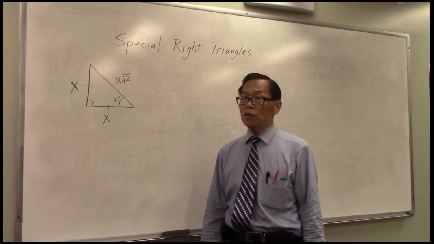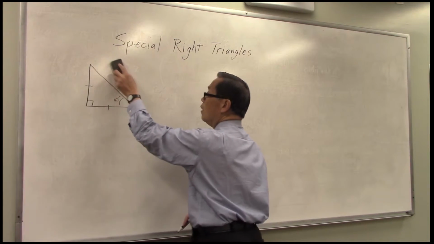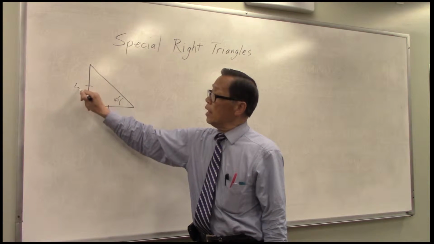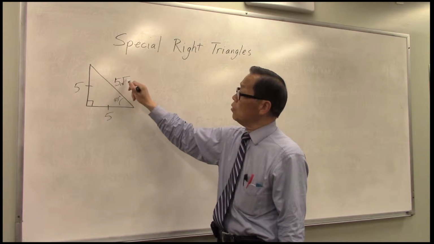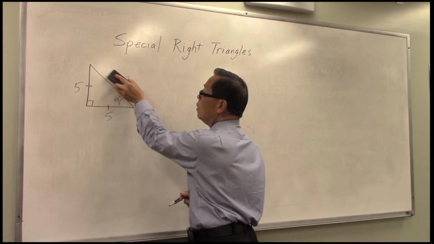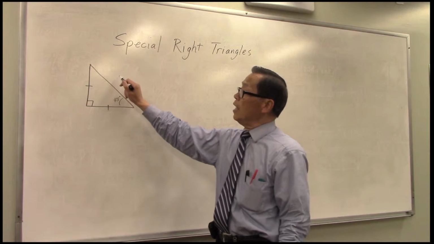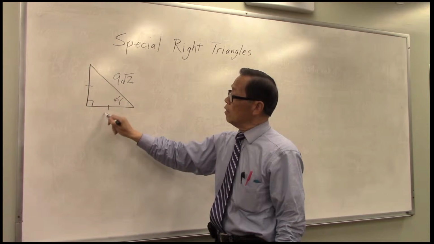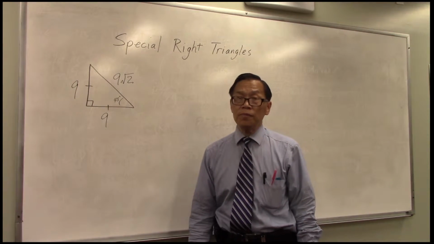Now, what I want to do is to show you that if you give students a number, then it's easy to get the hypotenuse. Just multiply by radical 2. And if you give the student any number with a radical 2, they can find out the side just by stripping away the radical 2.